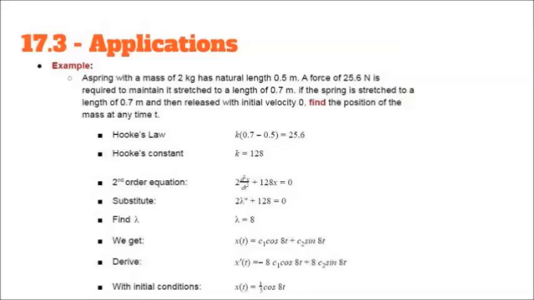Then we get x of t is equal to c1 cosine 8t plus c2 sine 8t. Then x prime of t is equal to negative 8 c1 sine 8t plus 8 c2 cosine 8t. And then x of t is equal to 1 over 5 cosine 8t.